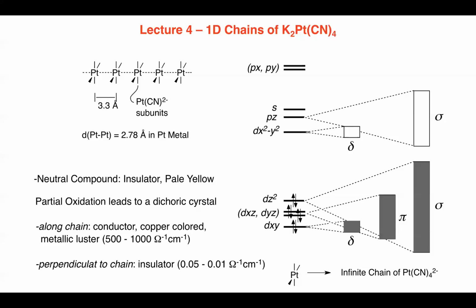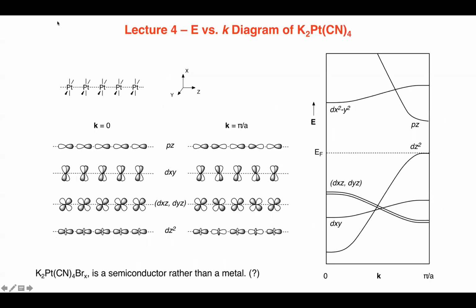Pz squared makes up the sigma bonding orbitals. You get a big spread. Pz also makes up sigma bonding interactions and has a large spread compared to the pi interactions of dxz and dyz, or the delta interactions of dxy or dx squared minus y squared. So you can see each one of the bands of orbitals that you get has a different bandwidth. Sigma is greater than pi, is greater than delta. So let's take a look at some of these Bloch functions here on the next slide.